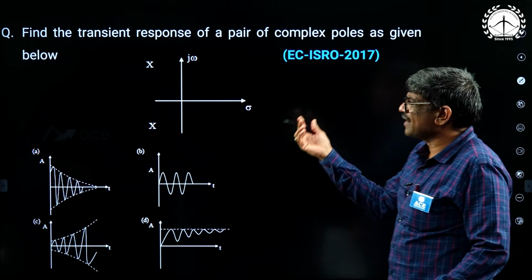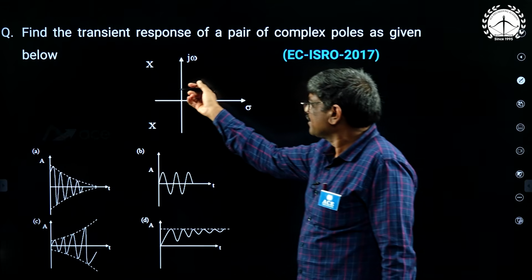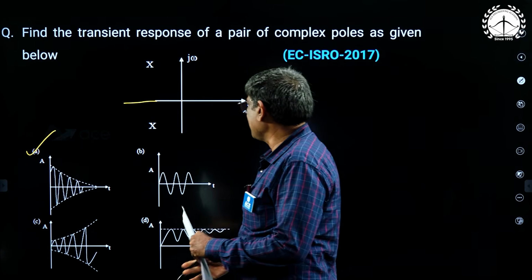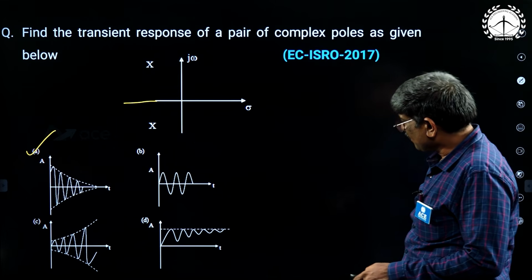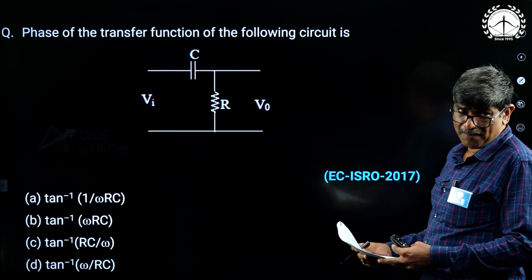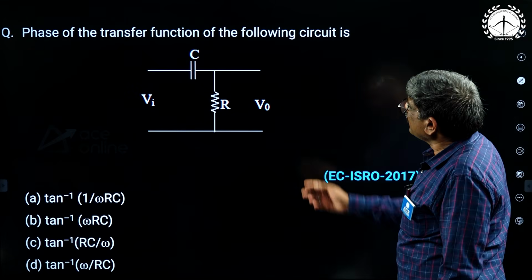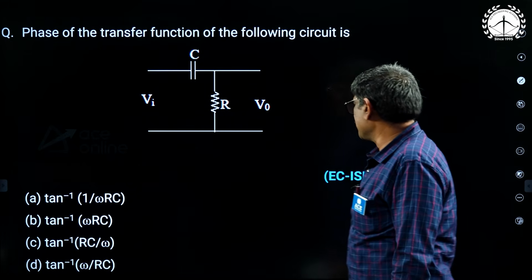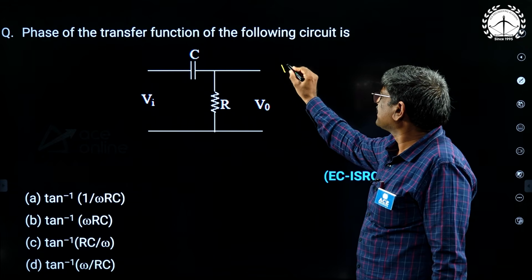Next, here they have given a pole location response. We know it. The poles lie in the left hand side, underdamped system. Simply A. The question is very easy compared to GATE. Here, the phase of the transfer function of the circuit they are asking. Simply write the transfer function.